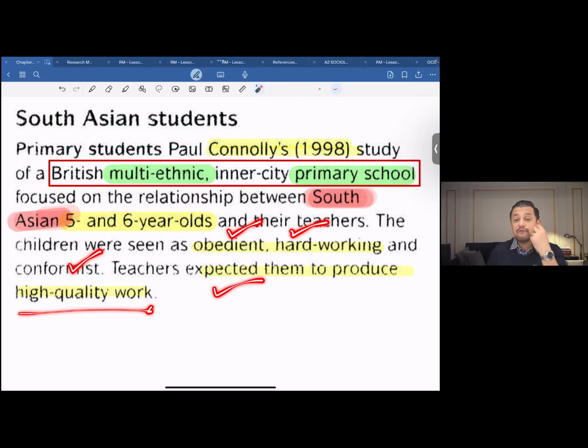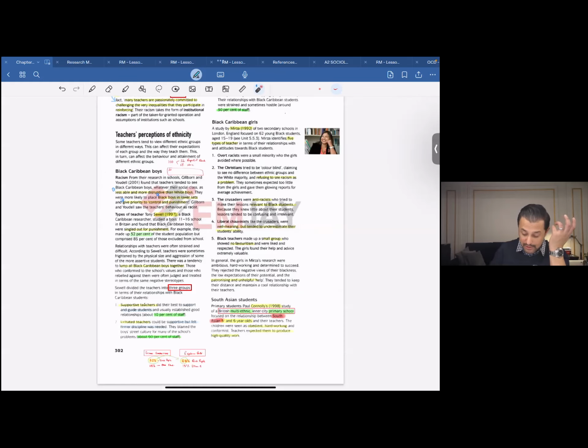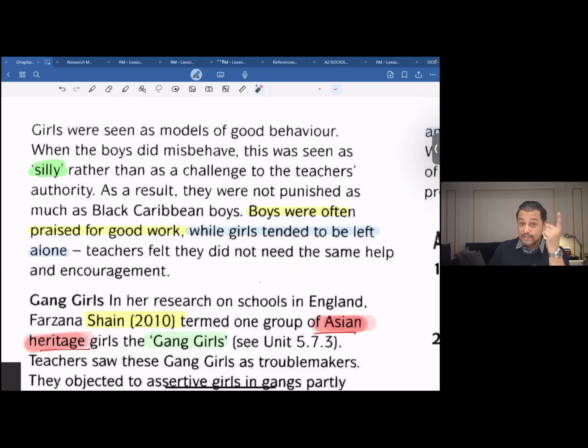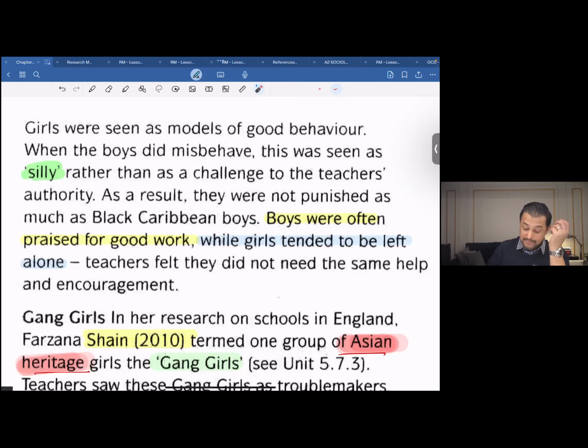If teachers find a particular group of students obedient, hardworking and conformist, and expect a lot from them, this might translate into better performance by that social group as well. So now we talk about South Asian girls. Girls were seen as models of good behavior. When the boys did misbehave, instead of being referred to as rowdy and disruptive, teachers simply referred to them as silly.